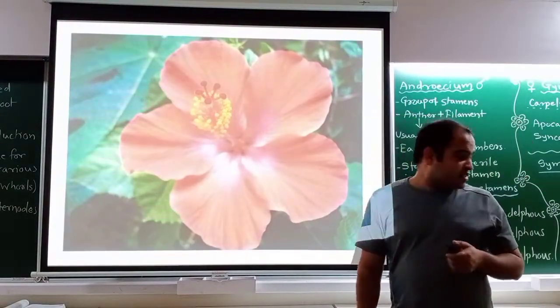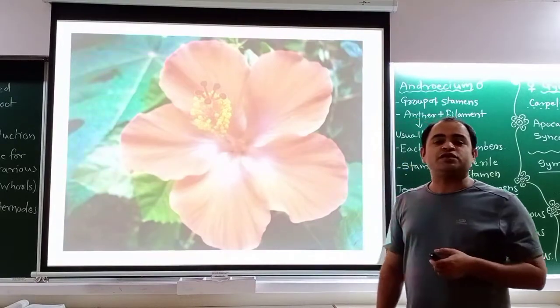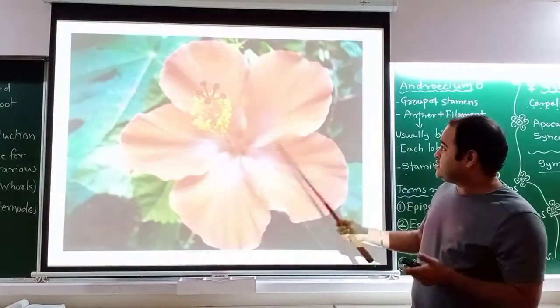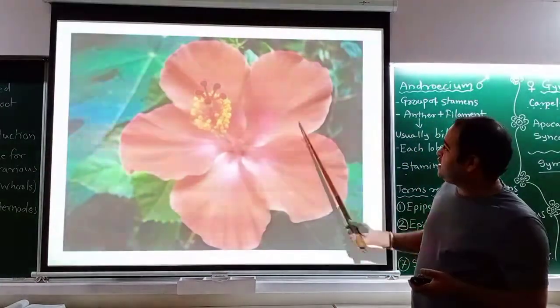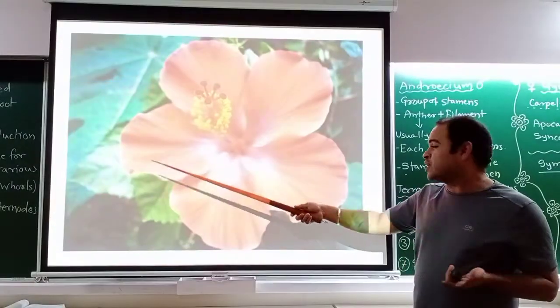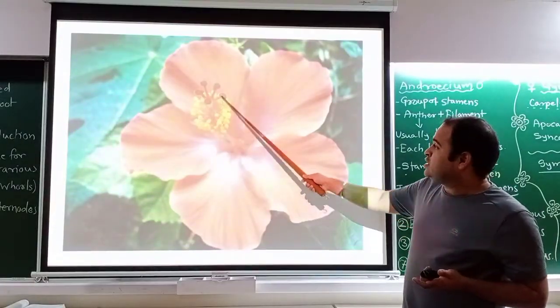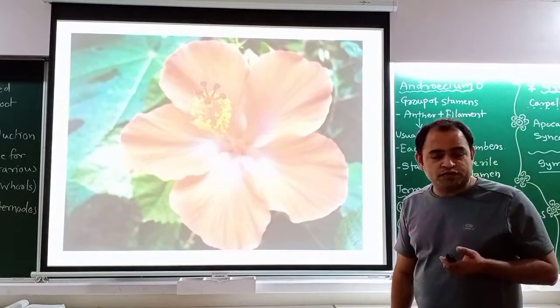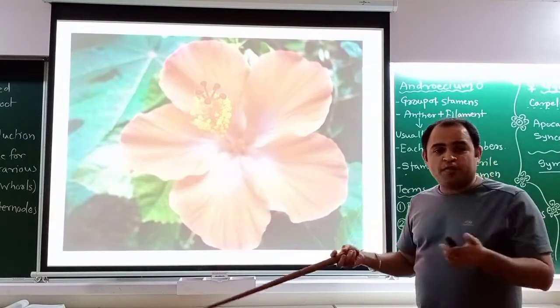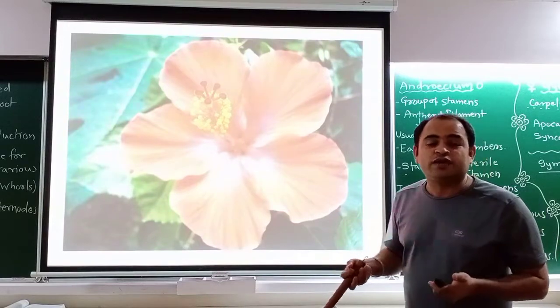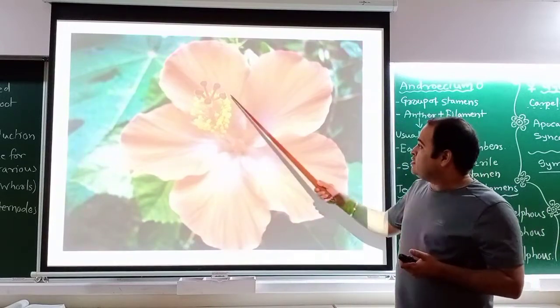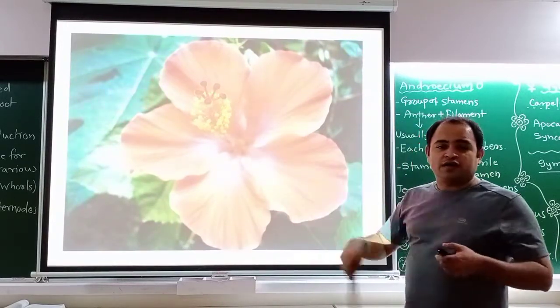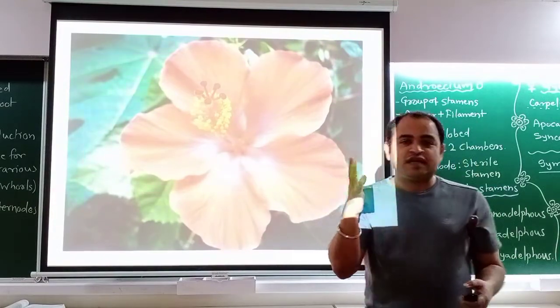Yes. Now let us begin with the actual study of flower. So this is hibiscus, and these are the petals. Easily you can see the yellow colors are nothing but the anthers, anther lobes actually, and they are open. Now the pollen grains are ready to get dispersed, and these are the stigma. Stigma, it's a flat surface.